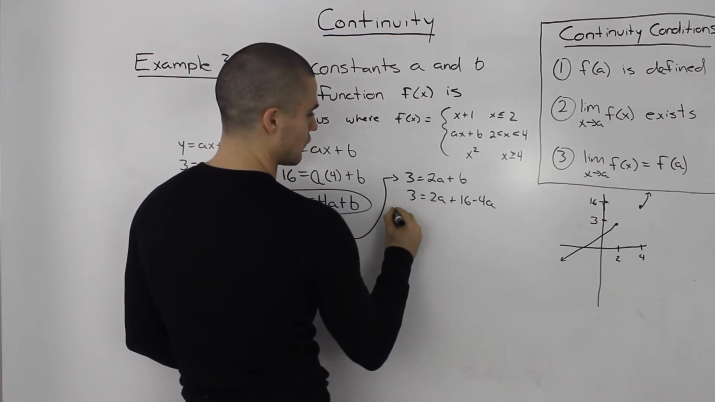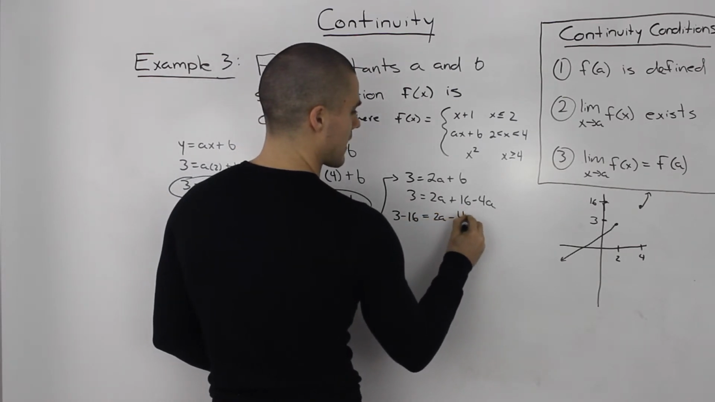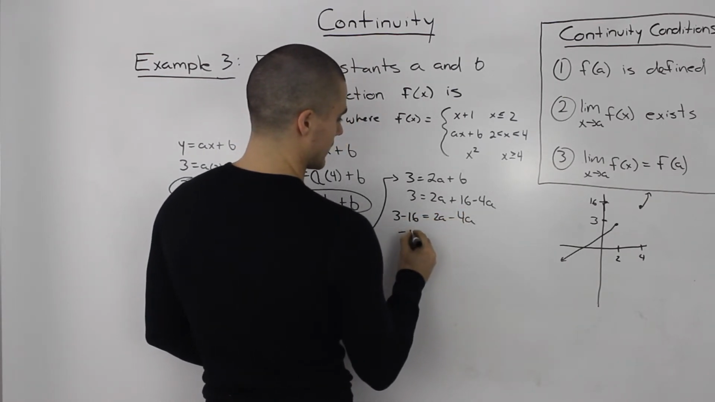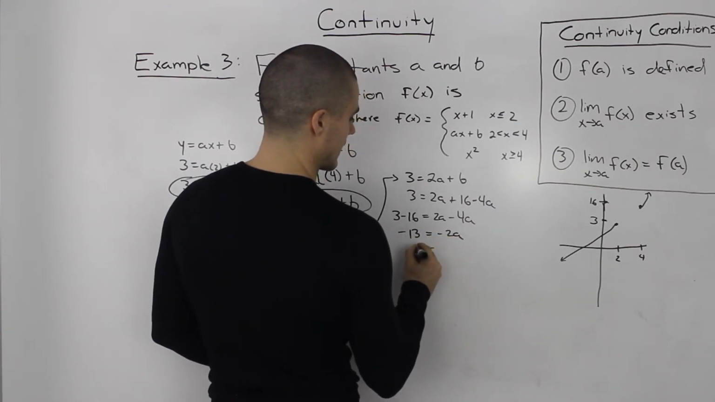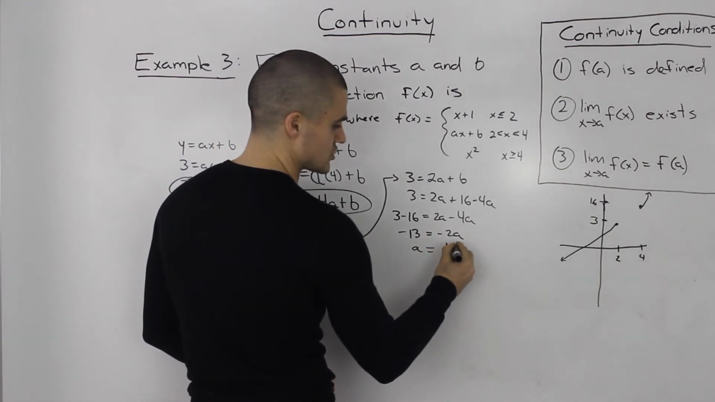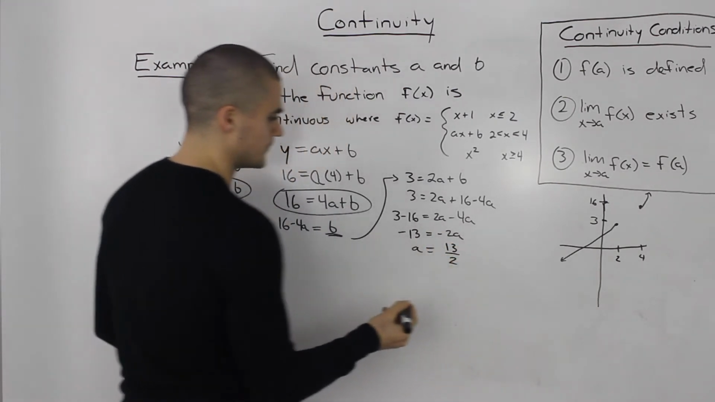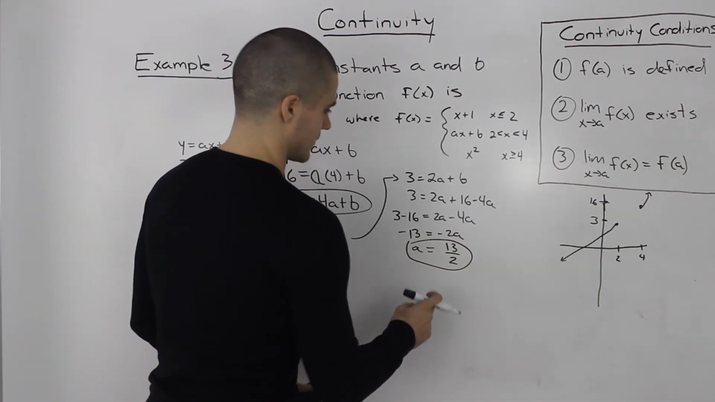I bring the 16 over, so I'll have 3 minus 16 equals 2a minus 4a. And then I'll have negative 13 equals negative 2a. And that means a is equal to negative 13 over negative 2, which is just 13 over 2. So our a value is 13 over 2.